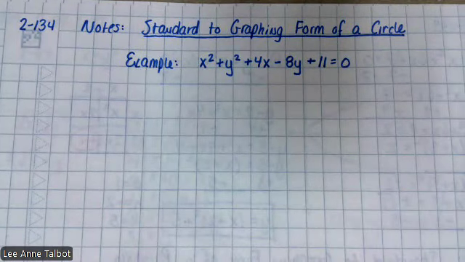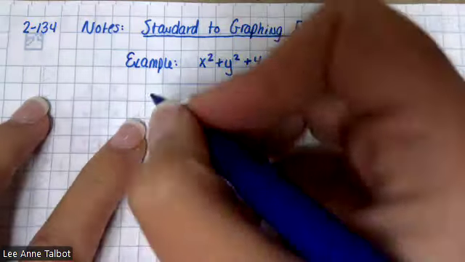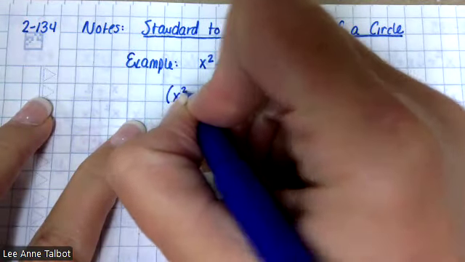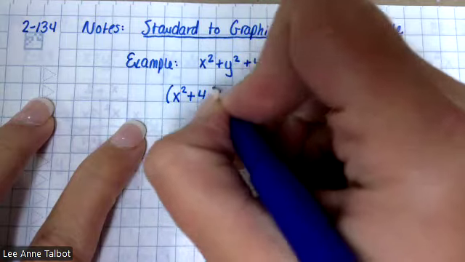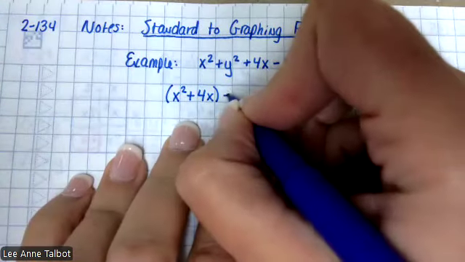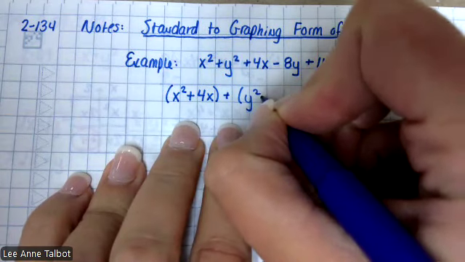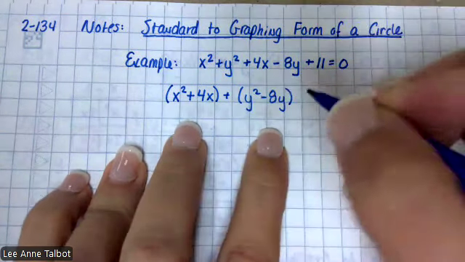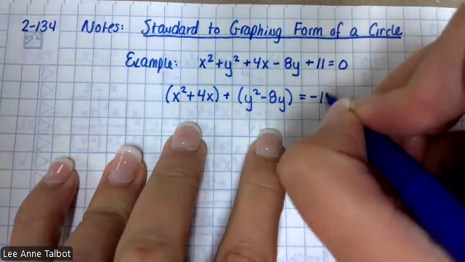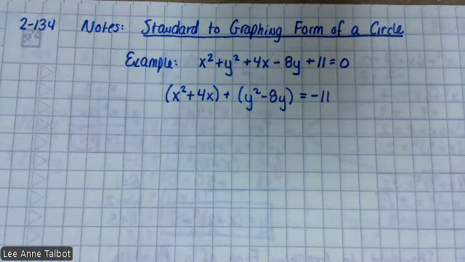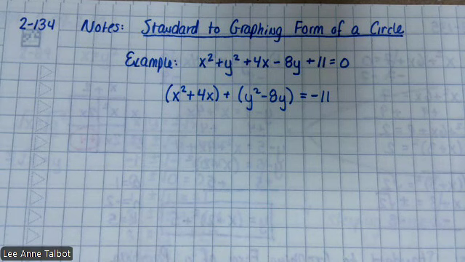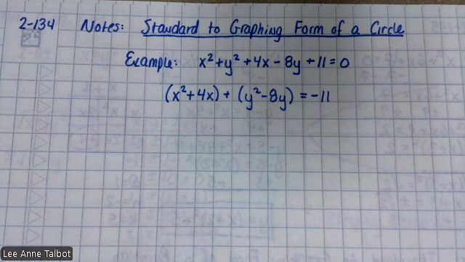Okay, so this one has X's and Y's. So the first thing you want to do is just group your X buddies together, and then group your Y buddies together, and move the constant. Oh no, you didn't write -11. -11, cross out. It's good though, right? You see what I did? You good? You sure? Yep.